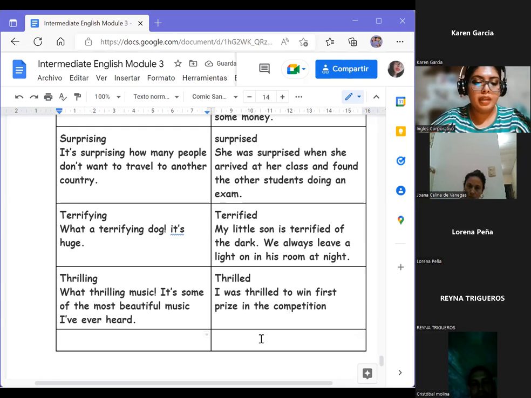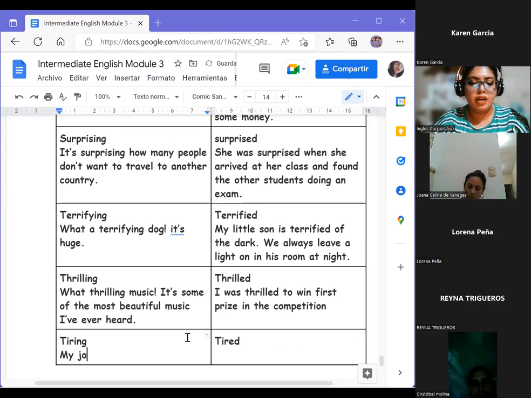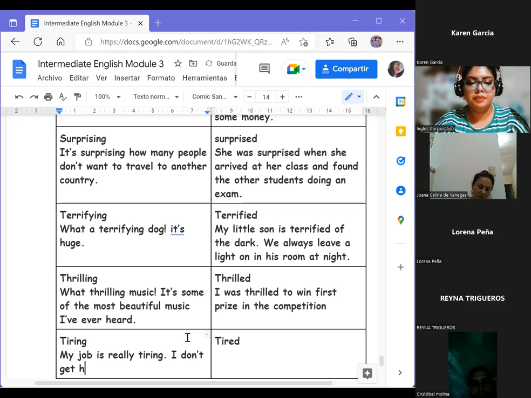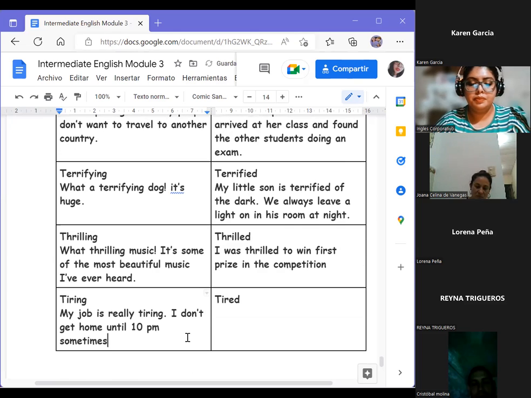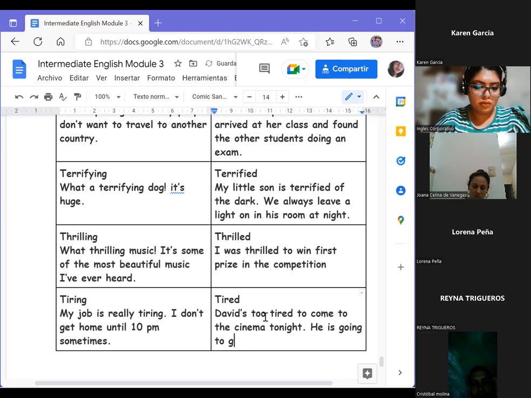And the last one, tiring and tired. The last example says, my job is really tiring. I don't get home until 10 p.m. sometimes. And there's a sample for tired. Baby's too tired to come to the cinema tonight. He's going to go to bed early.